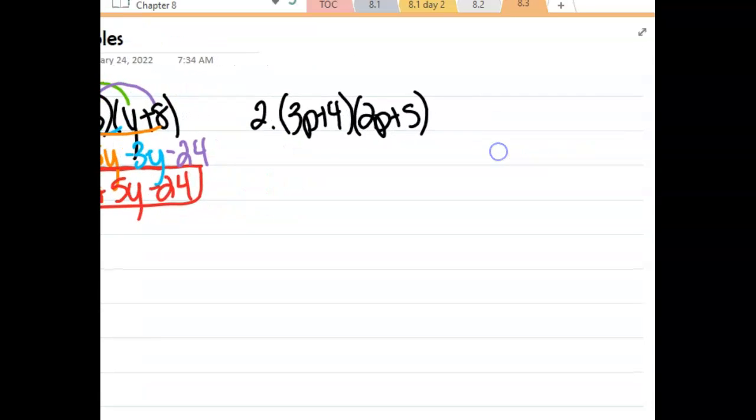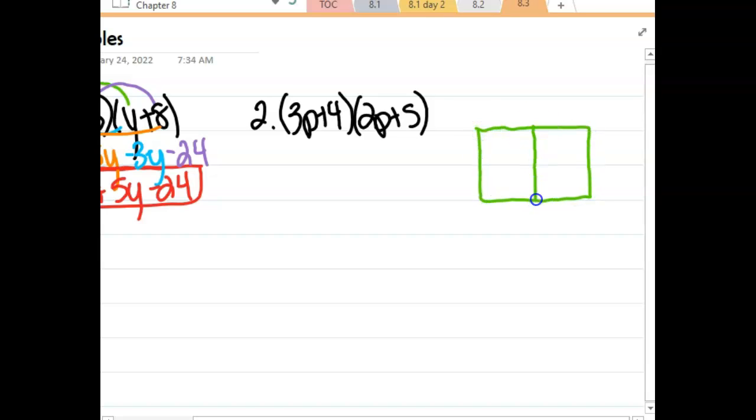Okay, so for the box method, you're going to first draw your box. So I have two terms, 3p plus 4, and two terms, 2p plus 5. So your box is going to be 2 by 2. So you're going to draw one vertical line, one horizontal line. So you have 2 boxes and 2 boxes. And it doesn't matter which one you put on the top and which one you put on the side. You're going to get the same answer either way.